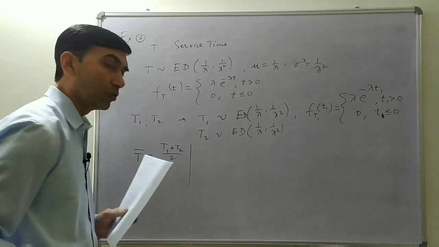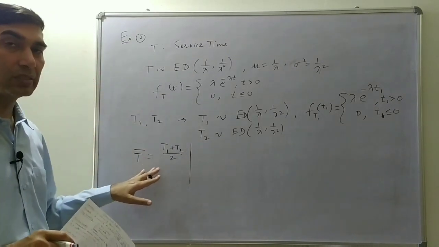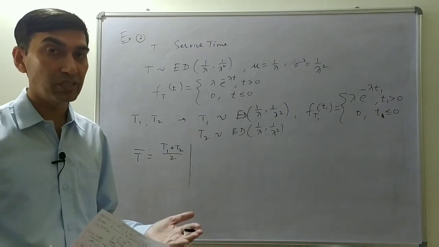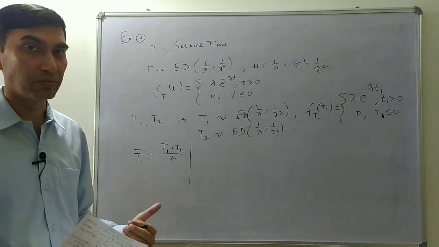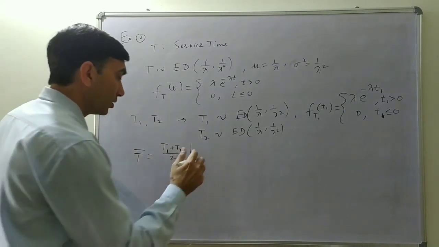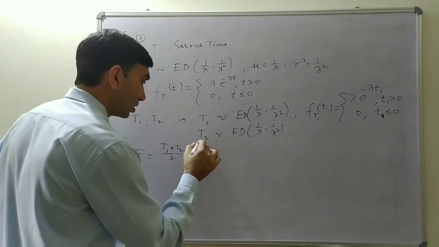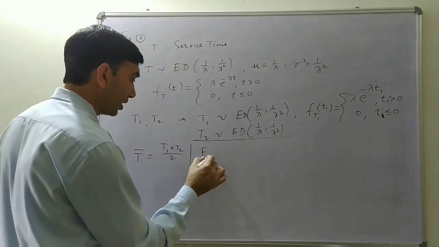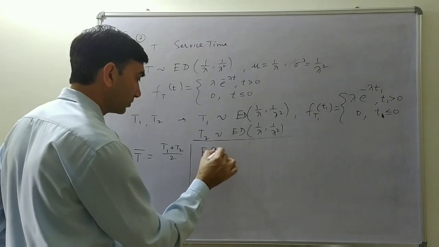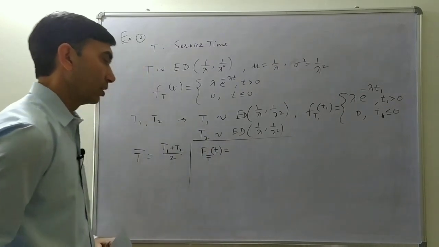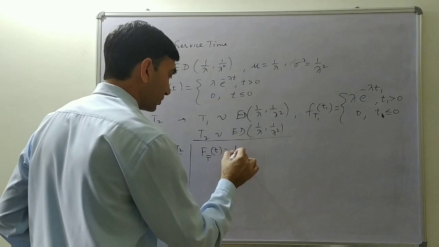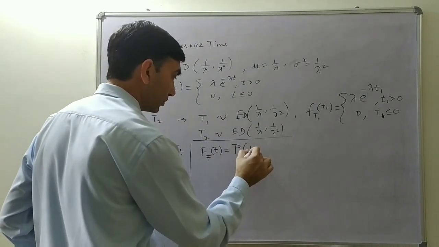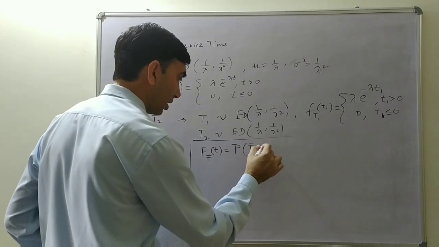The approach that we will follow is, first we will find its CDF. Because once we know the CDF, we can differentiate it and we can get the PDF. Okay. So, what is the CDF of T bar? Means capital F T bar of t. It is the probability for T bar less than or equal to t.